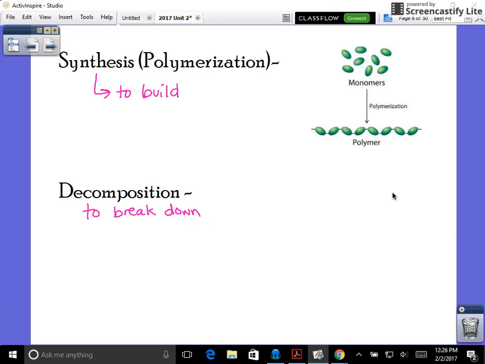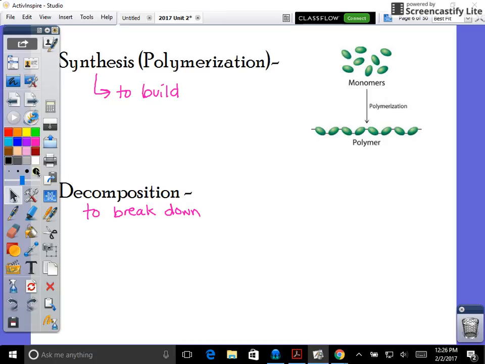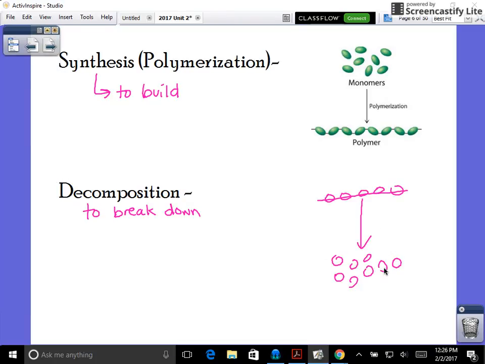So pause the video and take a second to draw what a picture would look like using these words, monomers and polymers, to draw decomposition. And here's a student's drawing from today's class of what it would look like.